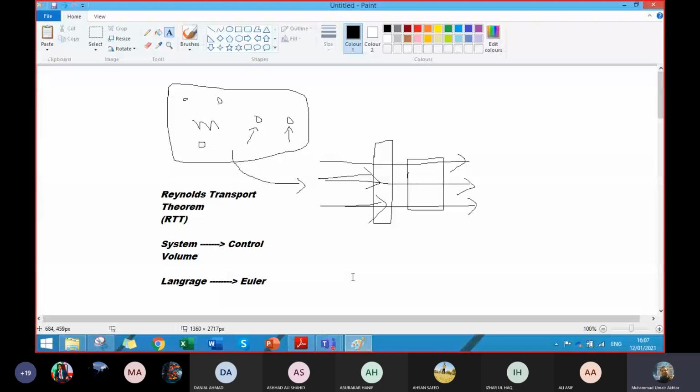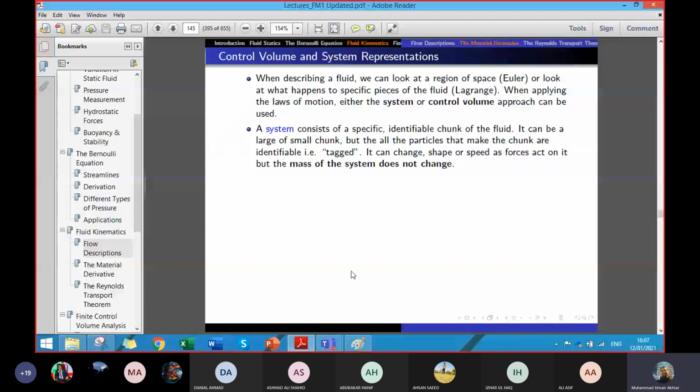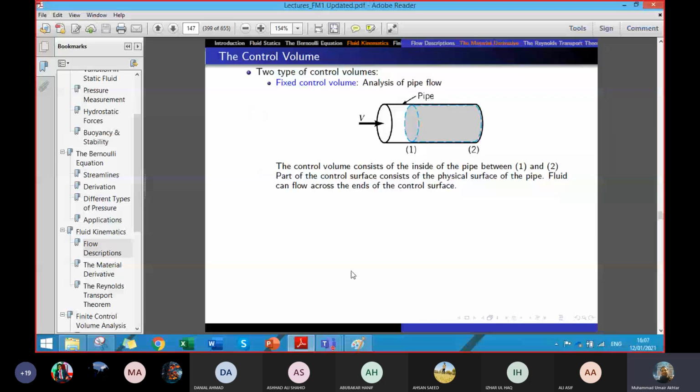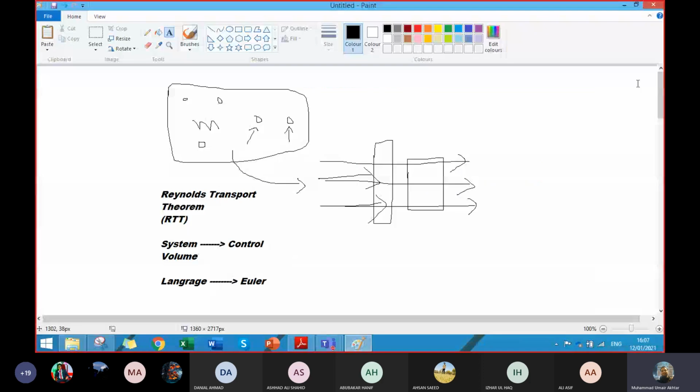Now we need to understand the concept of the control volume. What is a control volume? So that we can develop the Reynolds transport theorem. So control volume, it can be moving, it can be deflating, it can be inflating, it can be changing volume. But right now we are discussing only the fixed control volume. We are not discussing the deformable control volume.